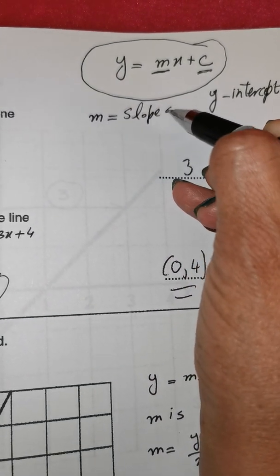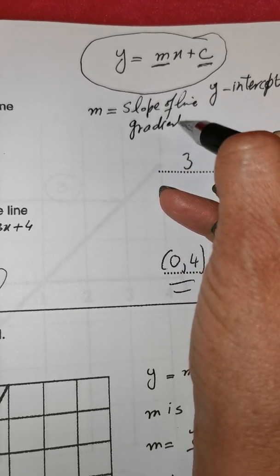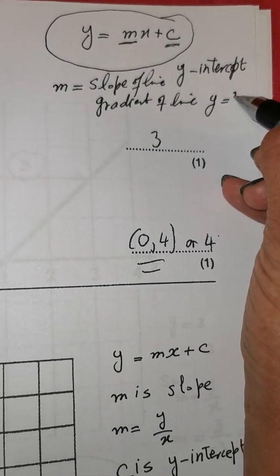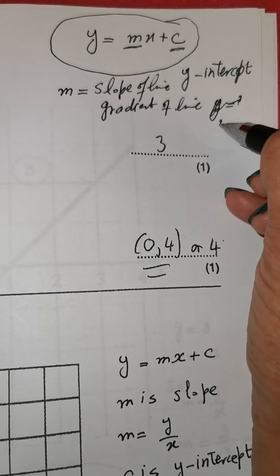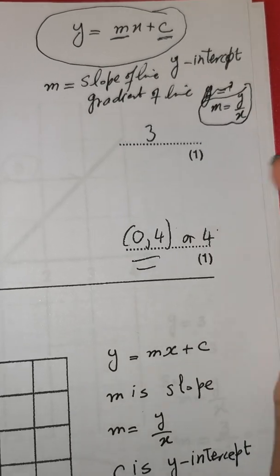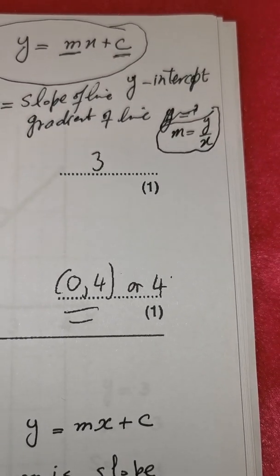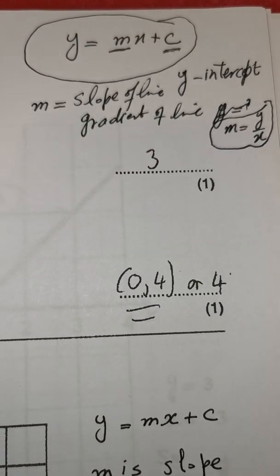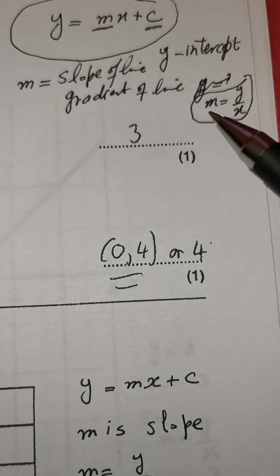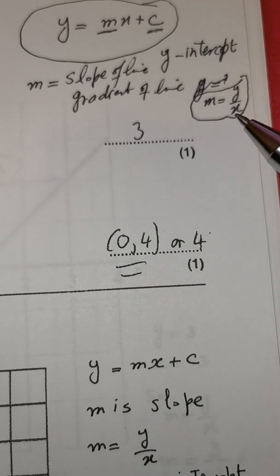It is the slope of a line, and its second name is the gradient of a line, and its formula is, remember, m is equal to y over x. This is the equation of slope, right? You have to remember this. Gradient is denoted by m, and it is y over x. And we also know another formula of this slope: m is equal to rise over run. I will tell you the concept of this.